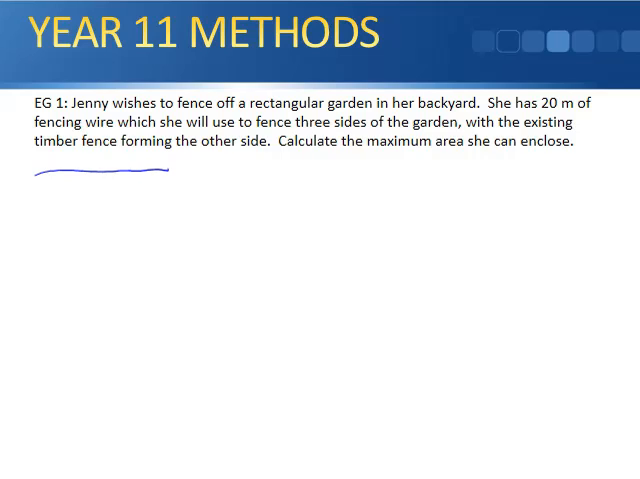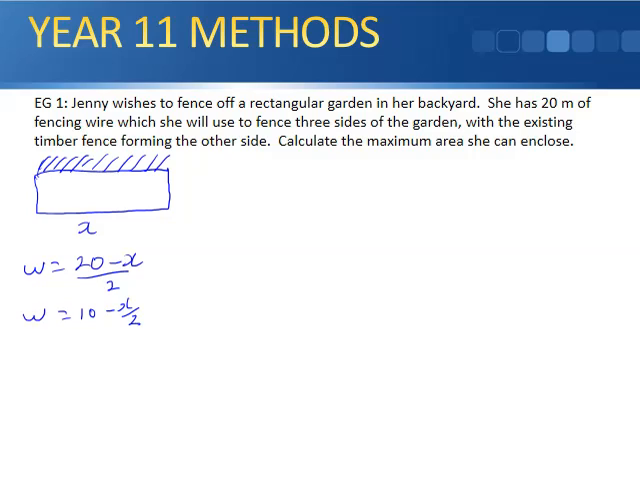So I'm going to draw myself a little picture. It's always good to draw yourself a little picture. So here we have a rectangle. She's doing a rectangle, but one side of the rectangle has already got a fence. So we'll call these x. So to get the width, we've got 20 metres of wire, but we've got to take away x for the length and divide by 2. So our width becomes (10 minus x) divided by 2.